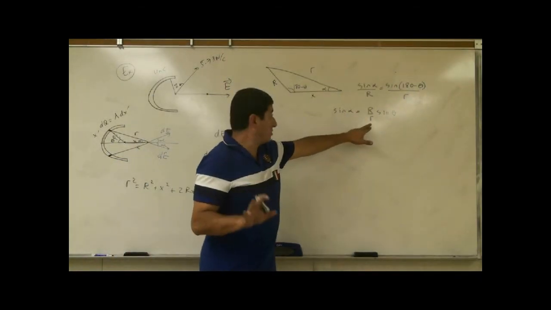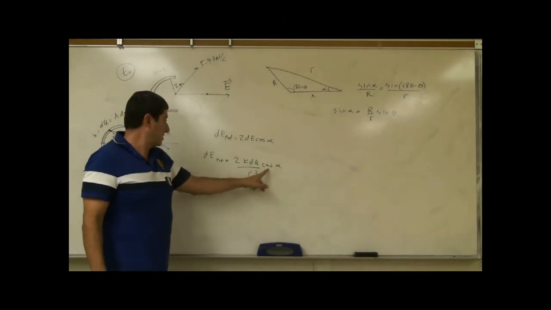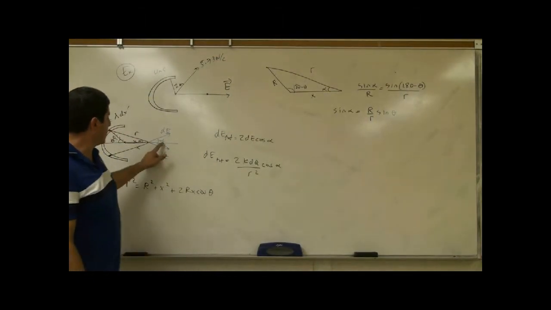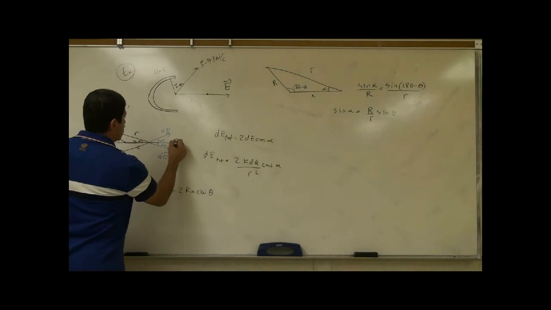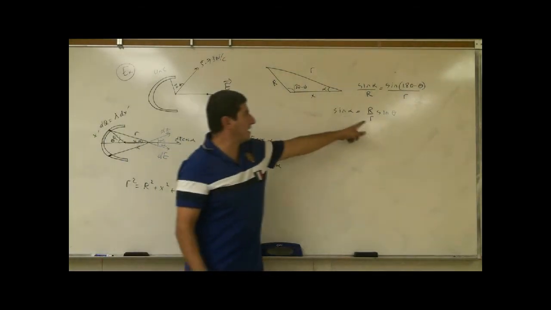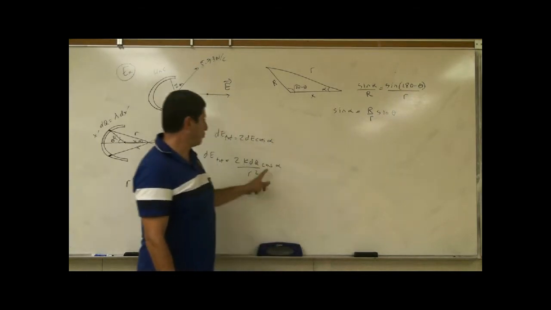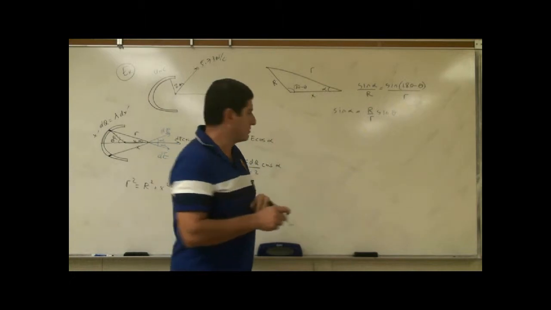So far so good. But the problem is I have cosine alpha here, right? The electric field depends on the x component of the dE. The x component is dE cosine of alpha. So if sine of alpha is this, then what's cosine of alpha? Well, we use a trick from trig, right?